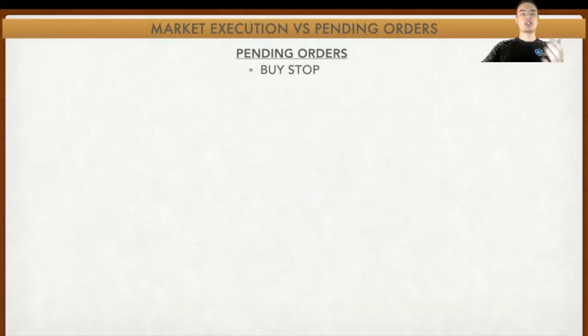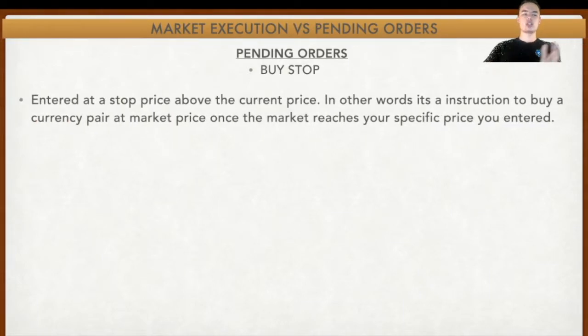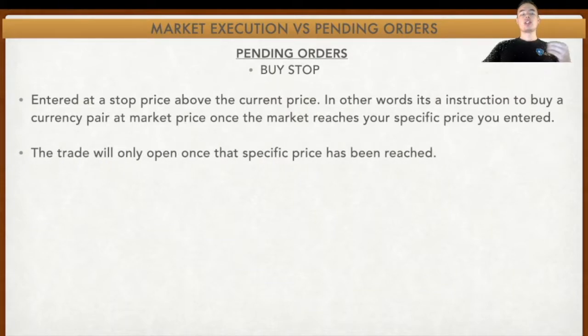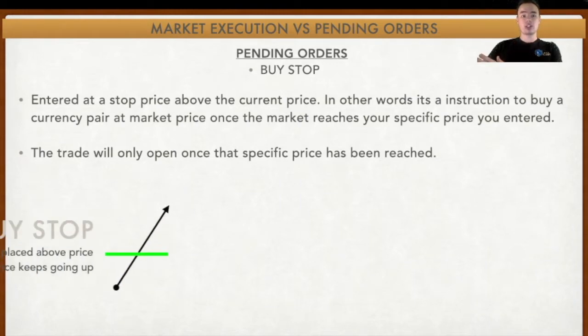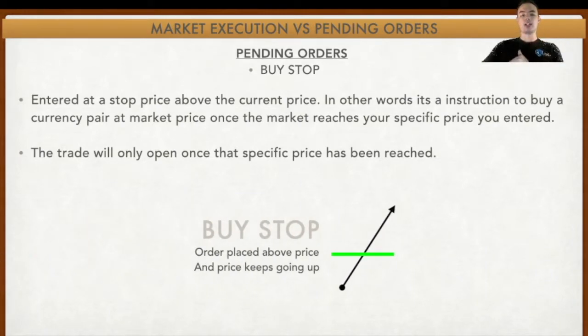Next, pending orders. The first one is buy stop. Buy stop is entered at a stop price above the current price. In other words, it's an instruction to buy a currency pair at market price once the market reaches that specific price. The trade will only open once that specific price has been reached. So buy stop, order placed above price, and price keeps going up. Right, here's an example.